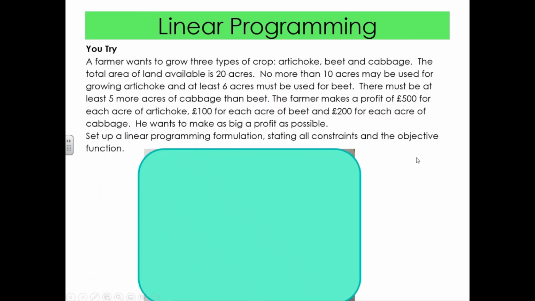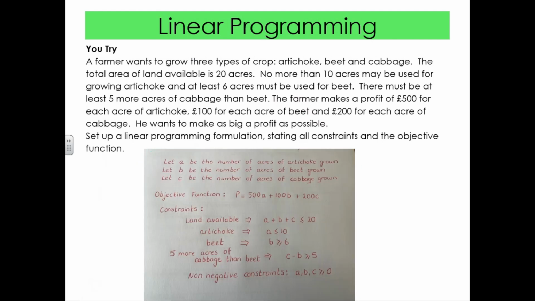Right, there's one for you to have a go at over the page. Give me a couple of minutes. So define your variables first. So A is the number of acres of artichoke, B is the number of acres of beans, C is the number of acres of cabbage, all that.